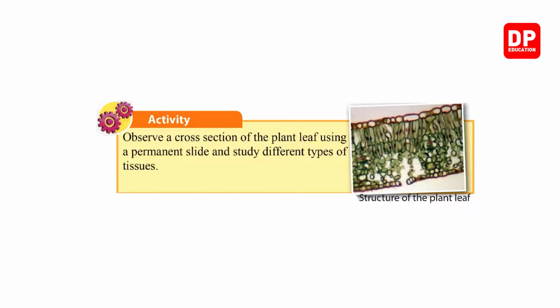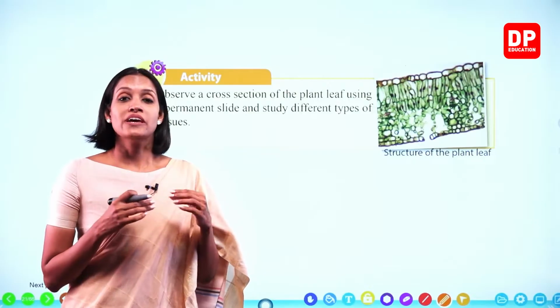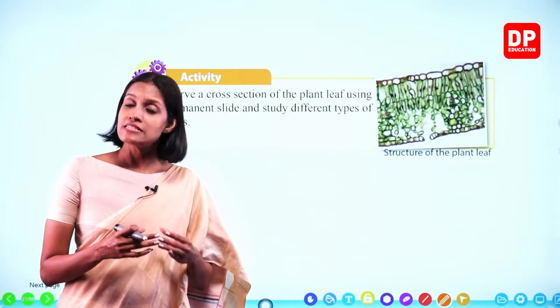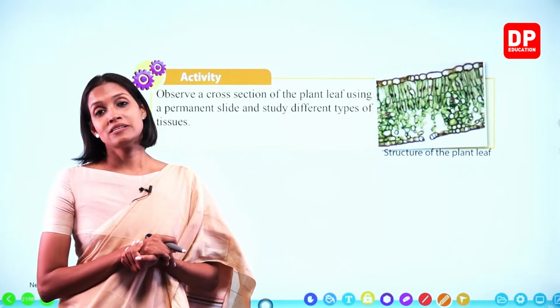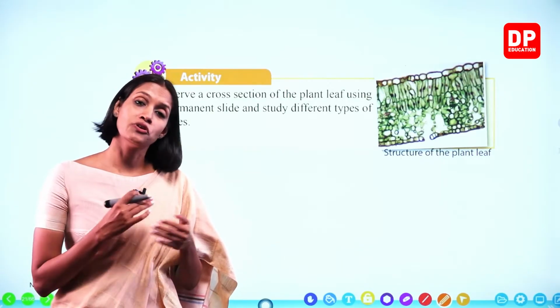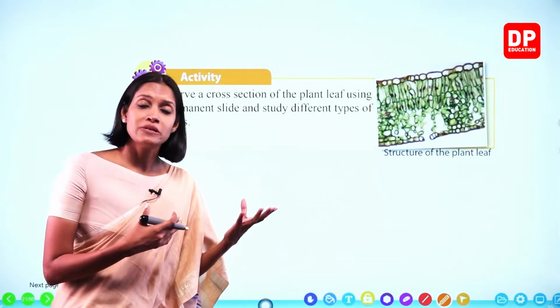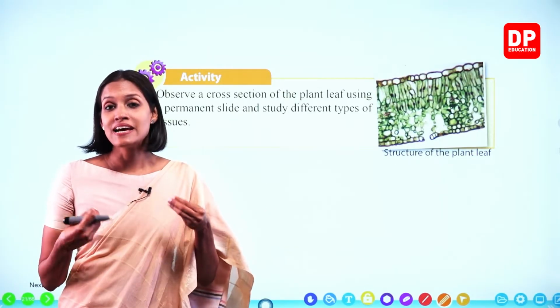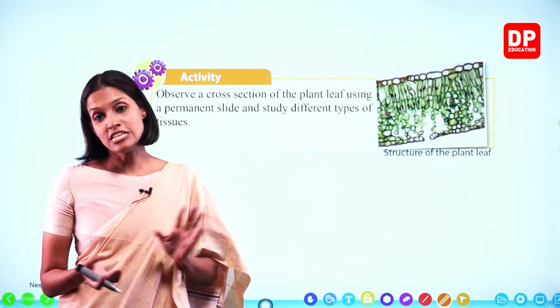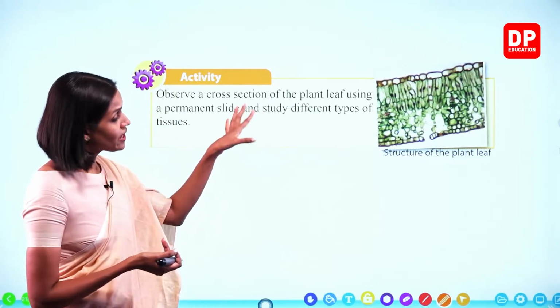Observe a cross section of the plant leaf using a permanent slide and study different types of tissues. I already explained to you all when you study permanent slides. Permanent slides are slides that are previously prepared. So we have previously prepared slides in the lab and these are known as permanent slides. In that case, you don't have to make another slide by yourself. Right? So these permanent slides are stained. Some colors are added, therefore we can observe them very easily. Right? So how to make this type of one?